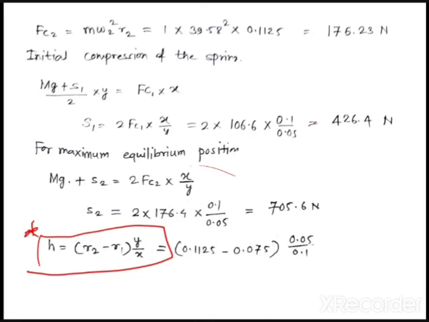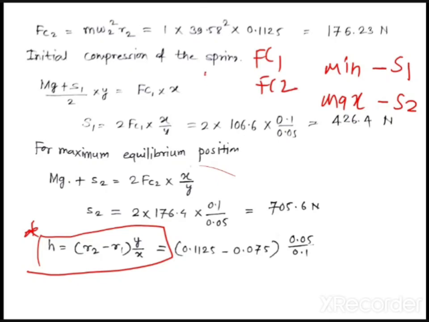What is the step? First of all, draw the minimum diagram, take moment, find S1. Draw the maximum position diagram, take moment, find S2. Then find H, that is R2 minus R1 upon Y. Before that, find FC1, FC2, R1, R2. Then find S1 and S2, then find H, and then find K.